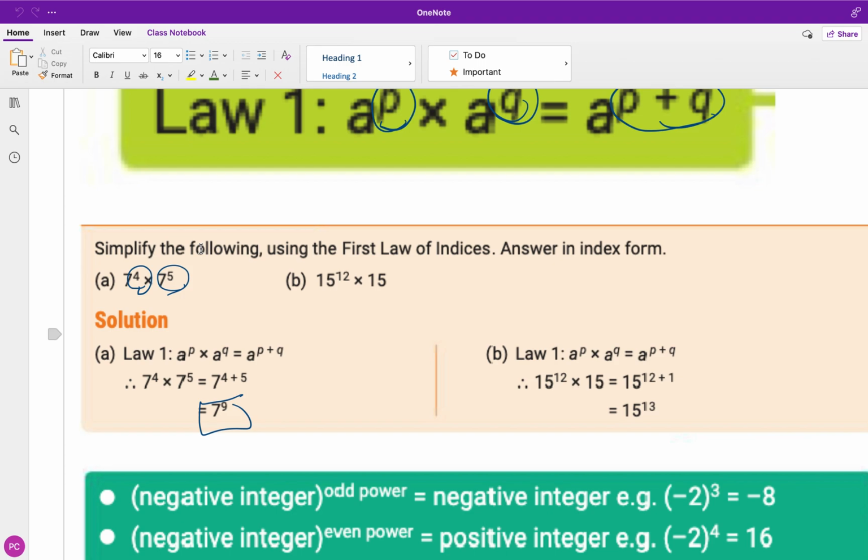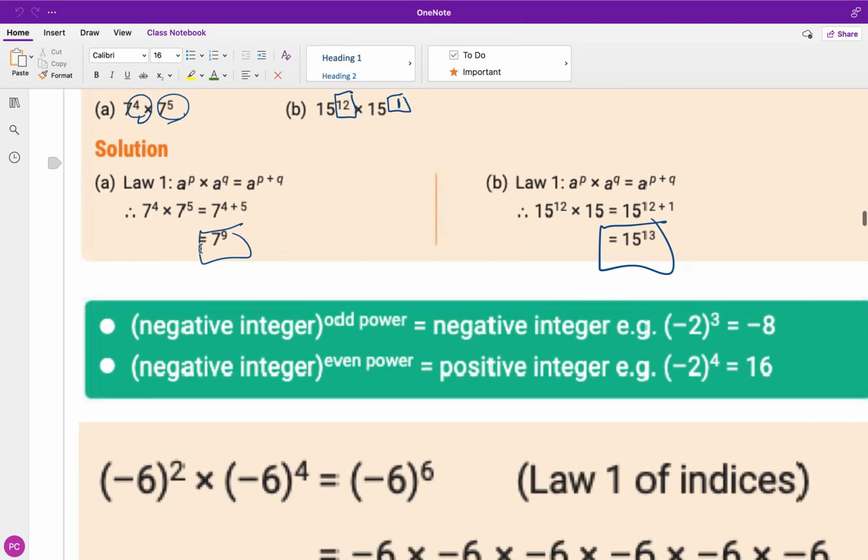This example here I put in because you have 15 to the power of 12 and 15 to the power of nothing. Same way if you have x plus x, you assume it's 1x plus 1x. If you have 15 and no power, you assume it's 15 to the power of 1. So then you have 12 plus 1 and it gives you 15 to the power of 13. So if it has no number on top of it, you assume it's to the power of 1. So you add 12 and 1 to give you 13.